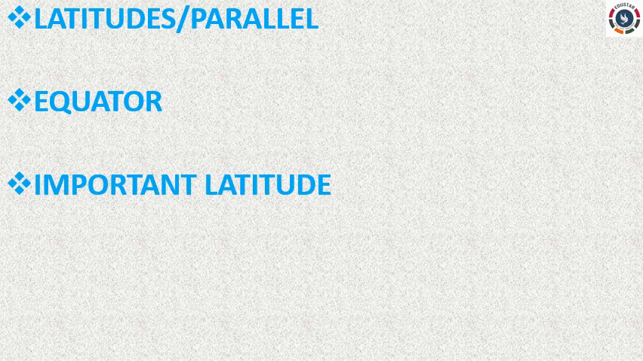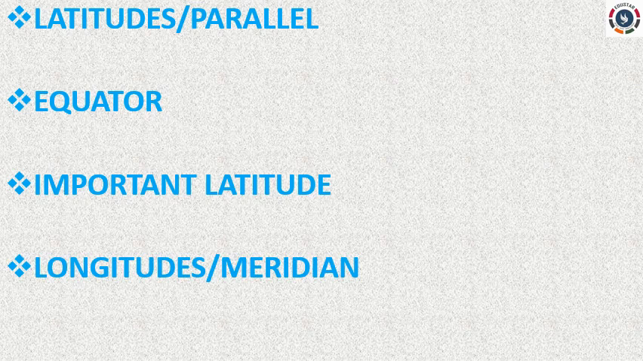Next is important latitudes. There are 5 important latitudes. They are Equator 0-degree, Tropic of Cancer 23.5 degree north, Tropic of Capricorn 23.5 degree south, Arctic Circle 66.5 degree north, Antarctic Circle 66.5 degree south.